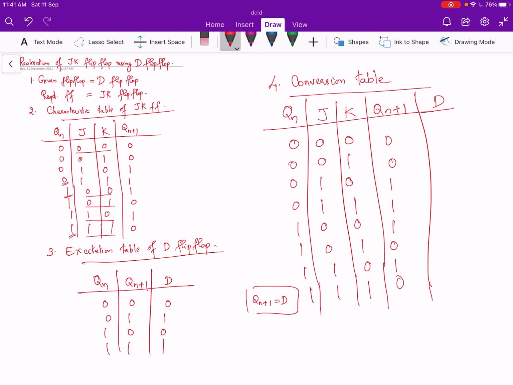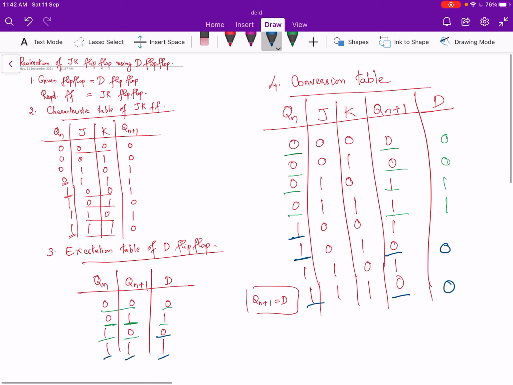And now we can write D. For Q1 equal to 0 and Q1 plus 1 equal to 0, D will be equal to 0. And for Q1 equal to 0 and Q1 plus 1 equal to 1, that is these two cases, D will be equal to 1. Next case is Q1 is 1 and Q1 plus 1 is 0, these two cases, so the output is 0. And next is Q1 is 1 and Q1 plus 1 is 1, D is 1. So we have drawn the conversion table also.